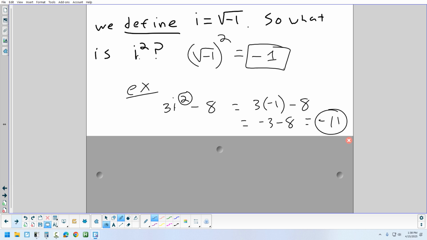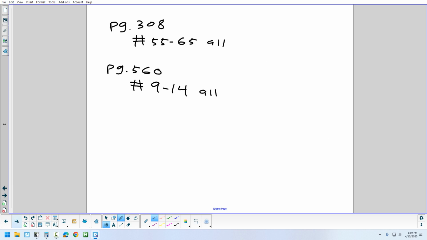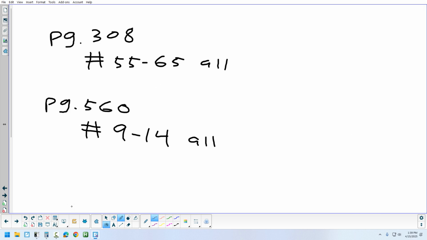Okay. All right. So that is the homework. So 55 to 65, that's the converting between the polar and rectangular. And 9 to 14, those are the complex number problems they just did. So you've got a little bit of time. You have about 15 minutes. It would also be a good time if you want to ask any questions.